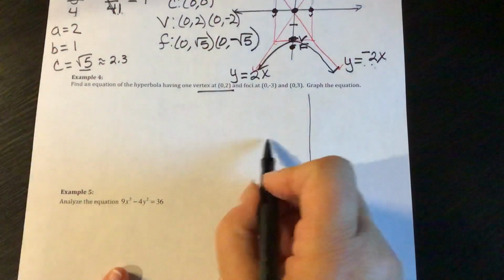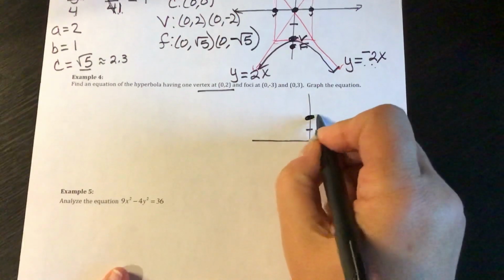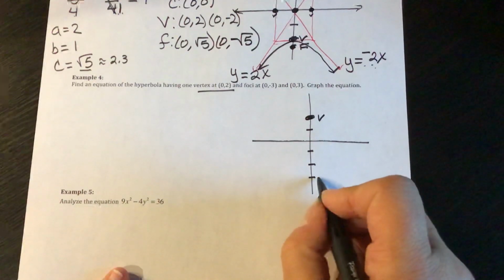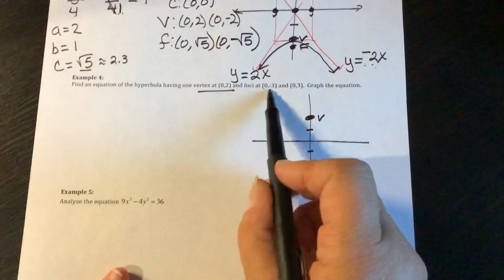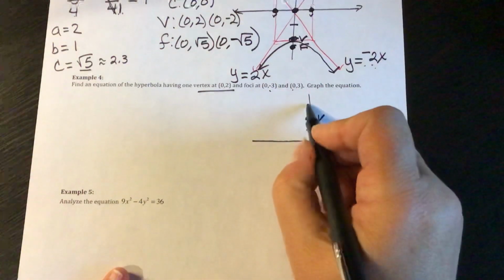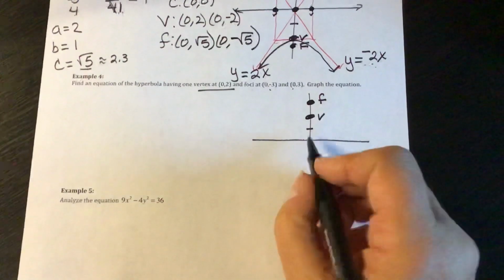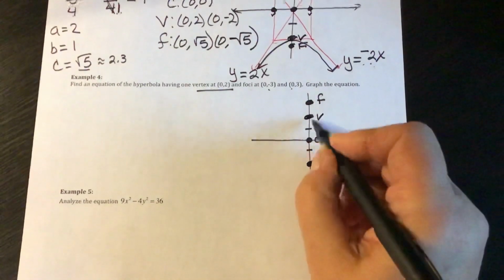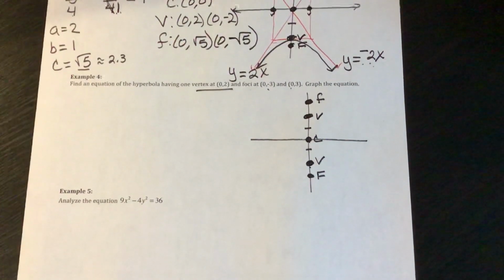So as we look at this, let's graph it. Over 0 up 2, here's a vertex. And foci at 0, negative 3, and 0, positive 3. So here's the other one. And I have a center at the origin. I also have another vertex 2 units away from the origin. So this looks like my transverse axis.